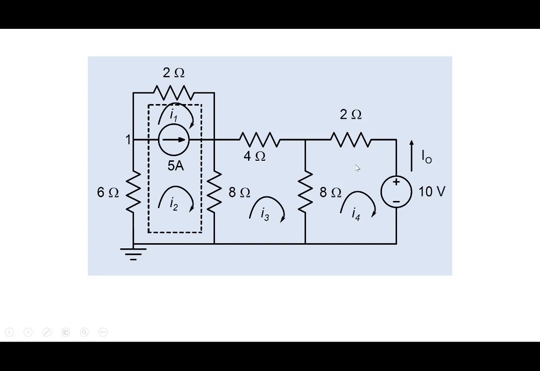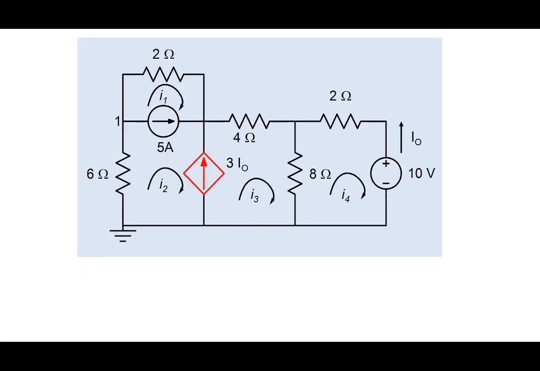So what you do is you write down for this mesh, this mesh, and this super mesh. And then use the relationship that I2 minus I1 will be equal to 5 amperes. And so you'll get your four equations: two equations for these two meshes, one for the super mesh, and one for the relationship between I2 and I1 defined by 5 amperes. So you'll get four equations, solve them up, and you get the answers that you're looking for.